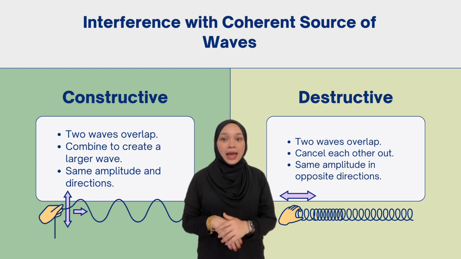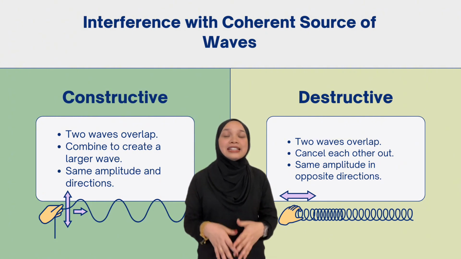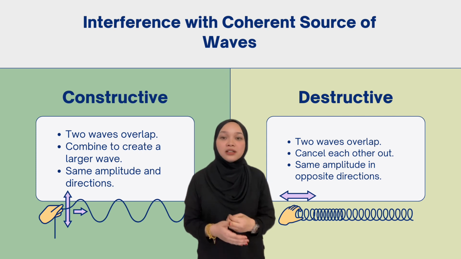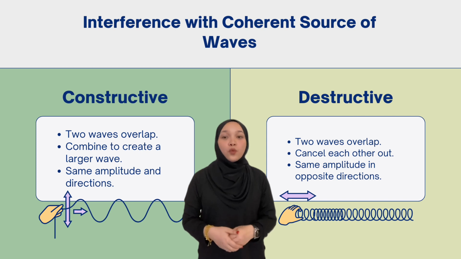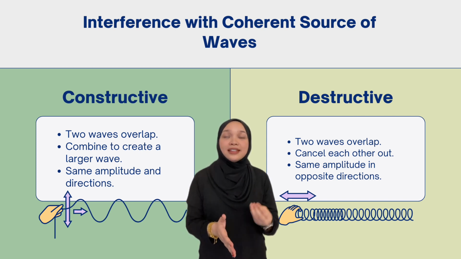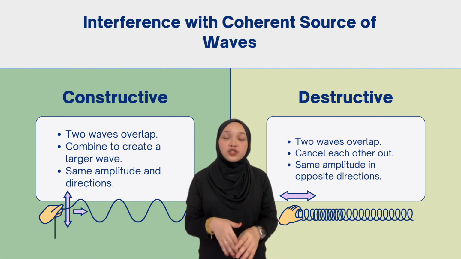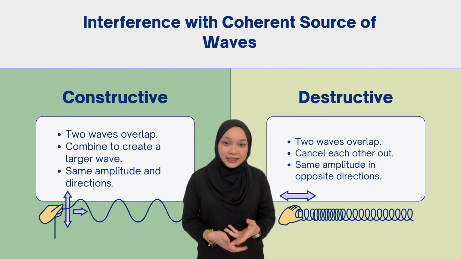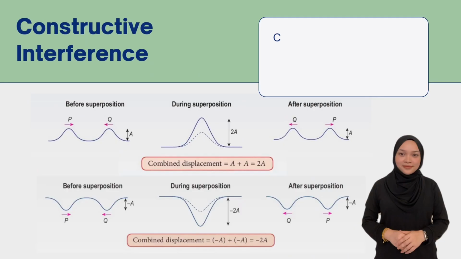Constructive interference happens when two waves overlap in such a way that they combine to create a larger wave. It occurs when two interfering waves have the same amplitude in the same direction at any point along the medium. Destructive interference occurs when waves come together so that they completely cancel each other. When two waves destructively interfere, they must have the same amplitude in opposite directions.